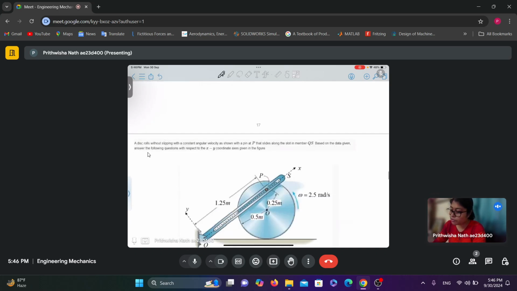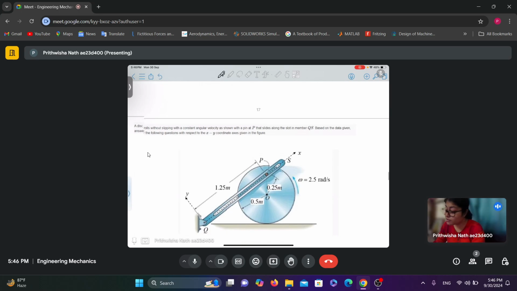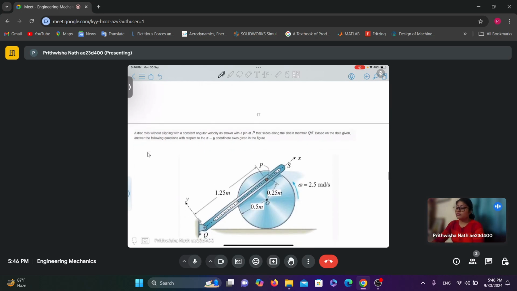Now the next part of the problem, this is a new problem. A disc rolls without slipping with a constant angular velocity as shown with a pin at P that slides along the slot in member QS. Based on the data given, answer the following questions with respect to xy coordinate axis given in the figure.